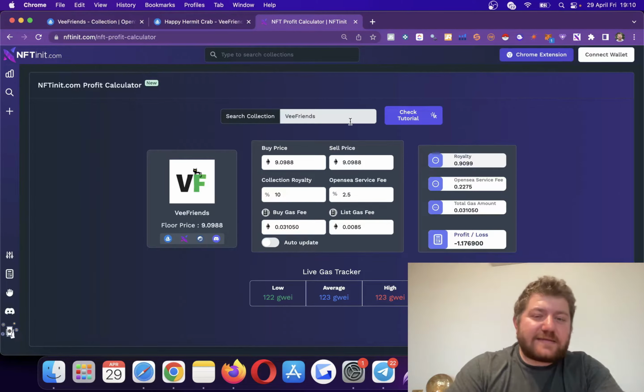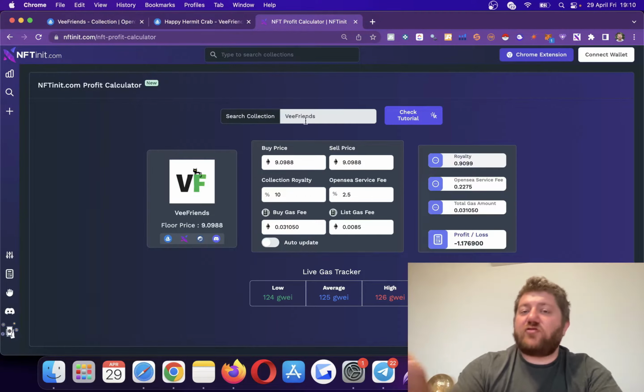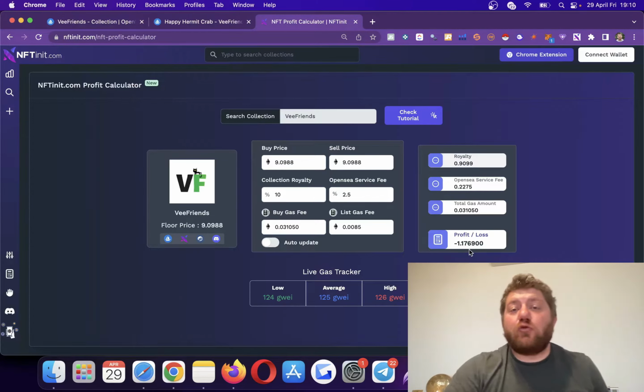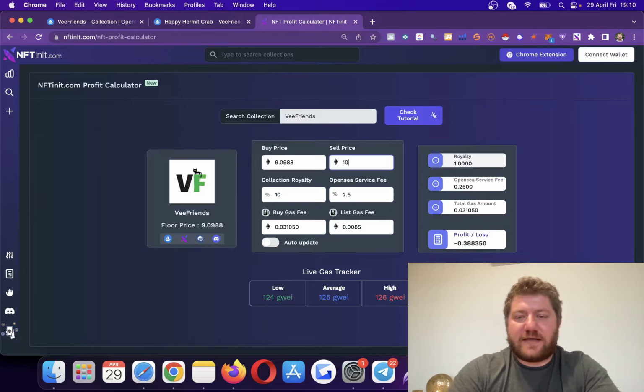And when you are buying it, you are paying gas. Right now, the gas is actually quite expensive. So you are paying 0.03 Ethereum for the gas as well. So if we buy this for 9.09, and if we resell it at the current floor price, guess what? We will be losing more than 1 Ethereum. What happens if we sell it for 9.5? We will still be losing money, or Ethereum, whatever you call it. If we sell it for 10, we are still in loss.